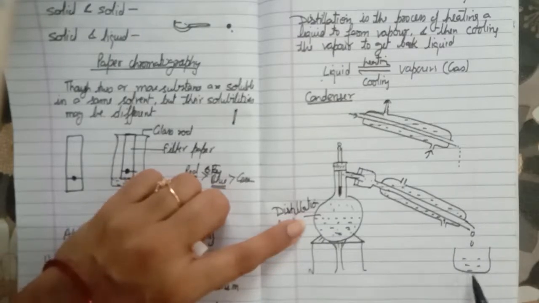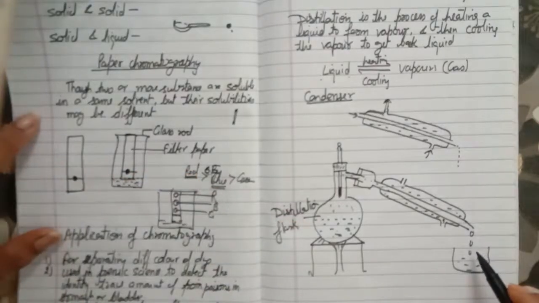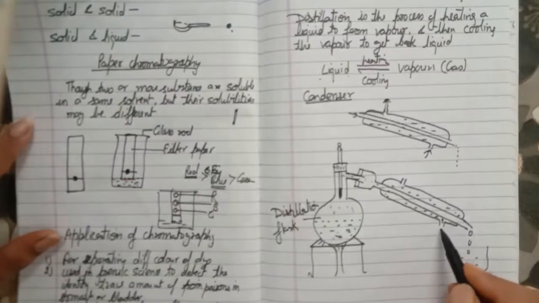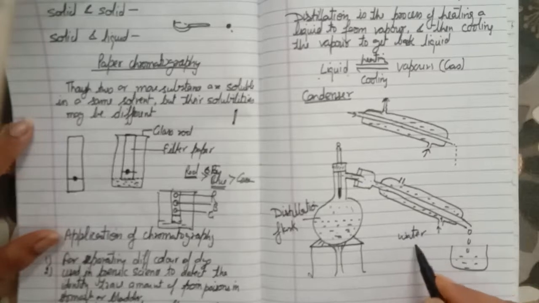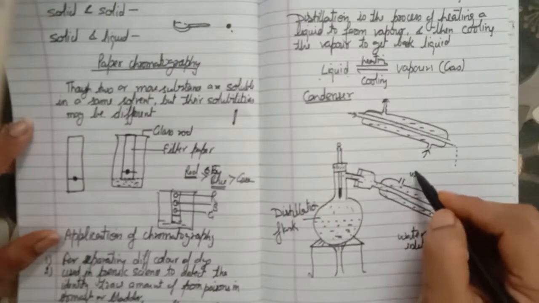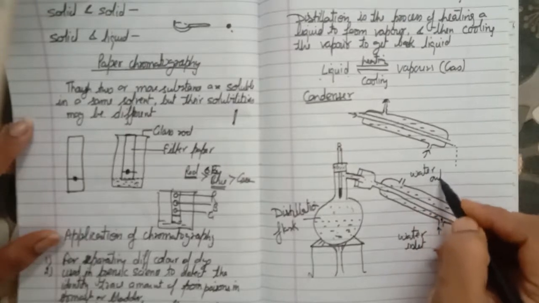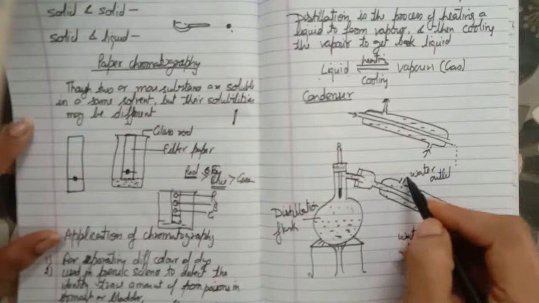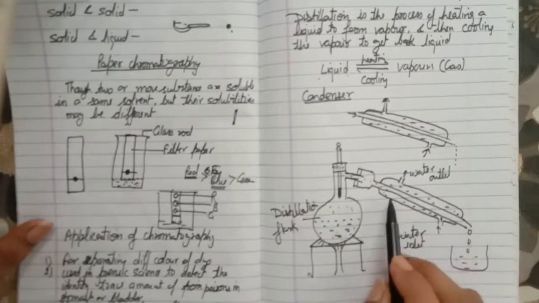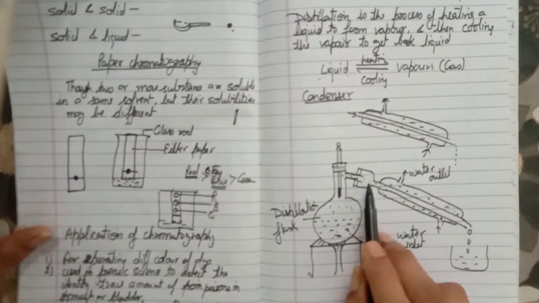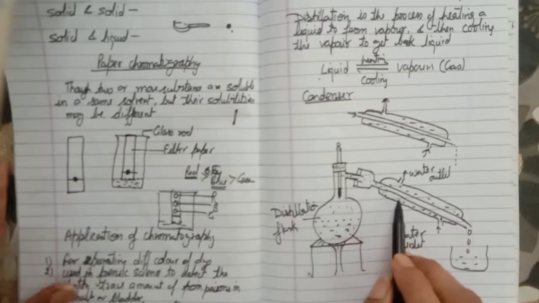We can collect this water here in this beaker, and this is called the distilled water. This is the condenser. This is the water inlet, through which we pass the cold water, and this is the water outlet. It behaves like a coolant. Its function is to condense the gases, the vapors which are coming in this hollow tube.